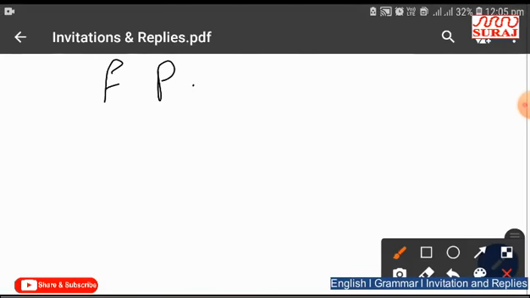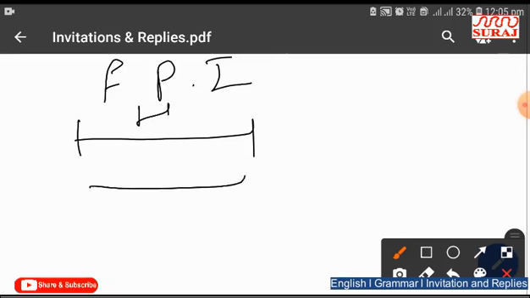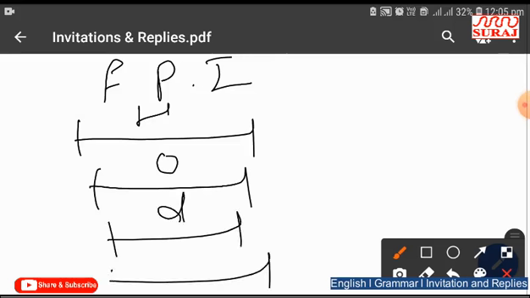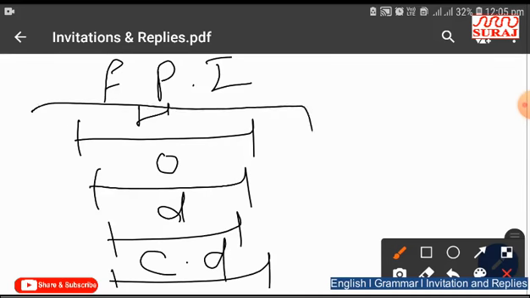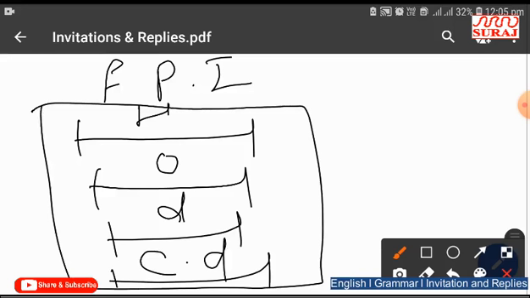Formal printed invitation. First of all, we should mention the host. After that, we should mention the occasion. After that, we should mention the details. After the details, we should mention contact details. After that, we should make a box. That is the structure of formal printed invitation.